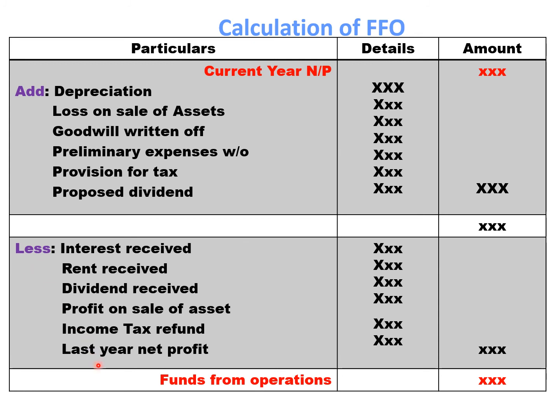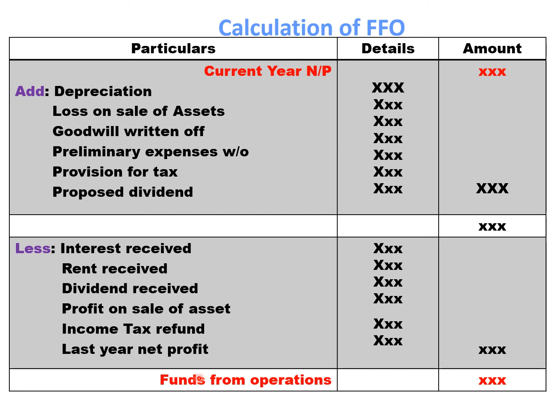And also deduct last year net profit. Why should you deduct last year net profit? Because it's a profit of last year. It is not the profit of our year, it is not the profit of the current year. We don't want it, so remove it, minus it. So you get the total of minus. So the final answer, you get funds from operations.